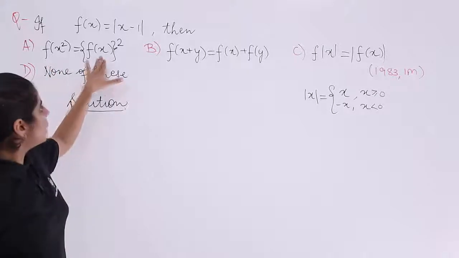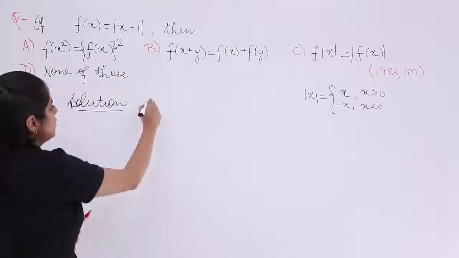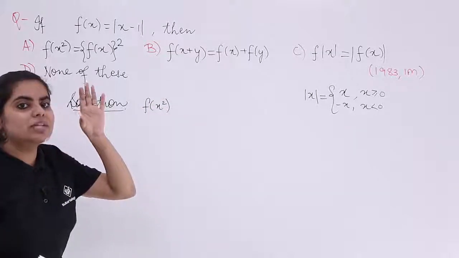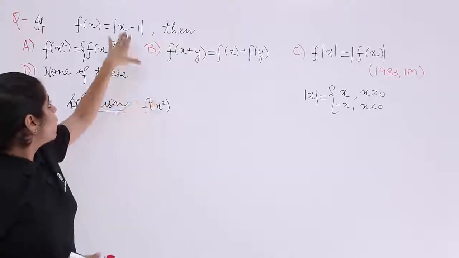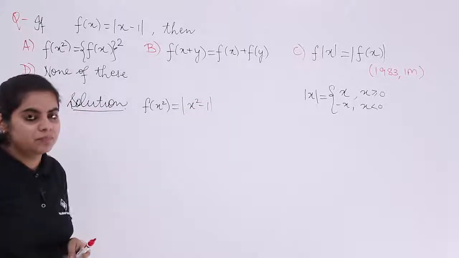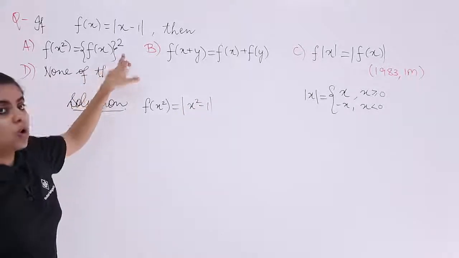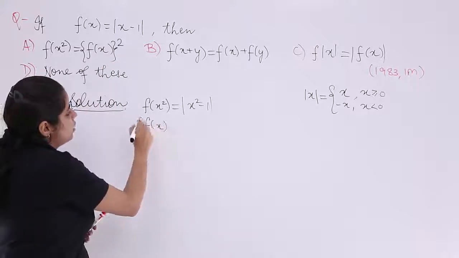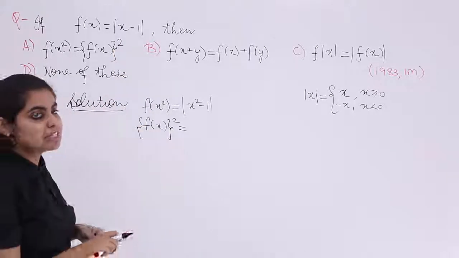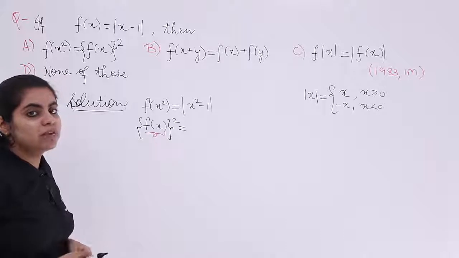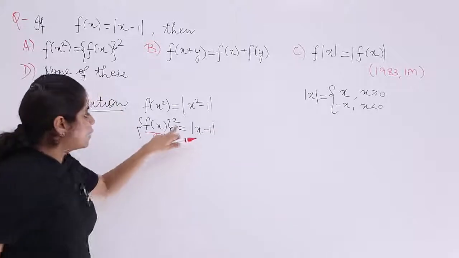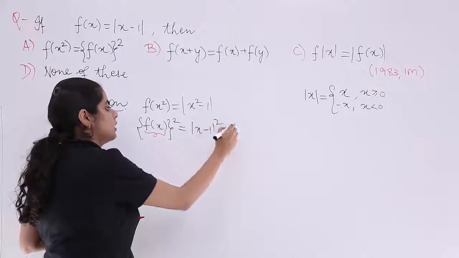Option A is f(x square) and f(x) whole square. So let's see what is f(x square). f(x square) means wherever you have x, you substitute it by x square, so my question changes to mod x square minus 1. What about f(x) whole square? It means you first write the whole of f(x), which is mod x minus 1, and whole square means outside you write the square.